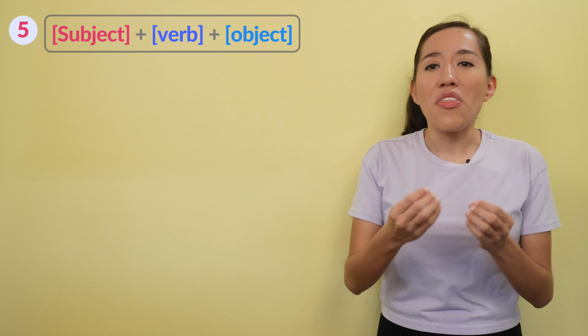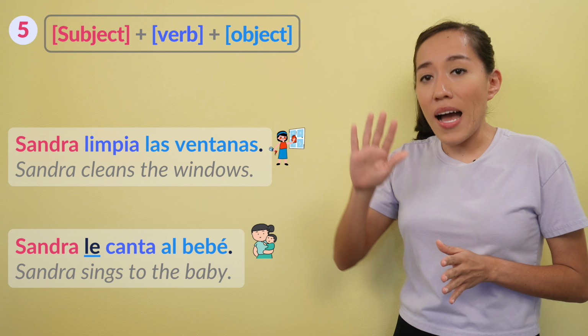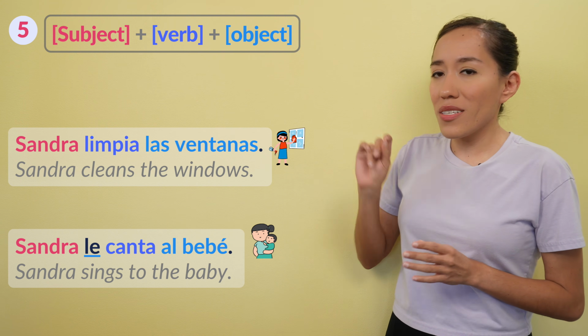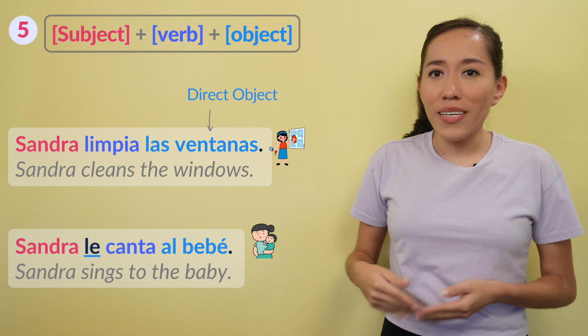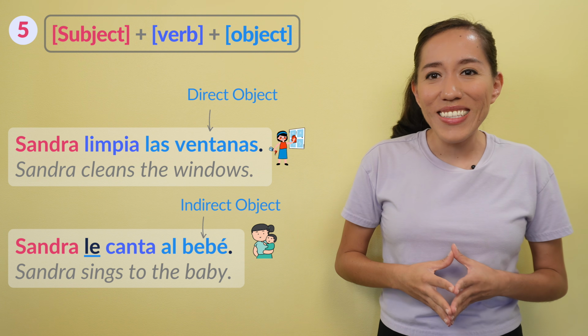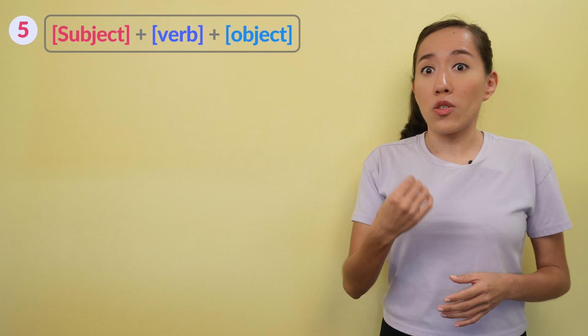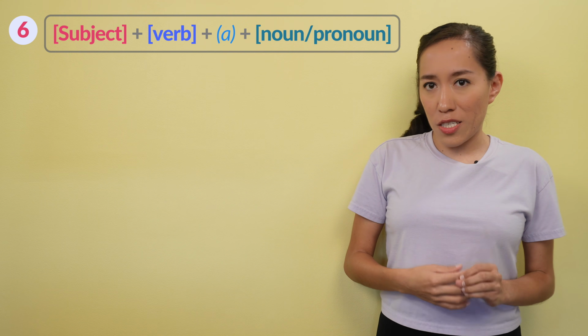So let me put these formulas in context. Sandra limpia las ventanas. This is a direct object. Sandra le canta al bebé. And this is an indirect object. As I mentioned, formula number 5 is crucial because most of our sentences are going to use this formula, pero también nos va a ayudar a construir otras fórmulas.